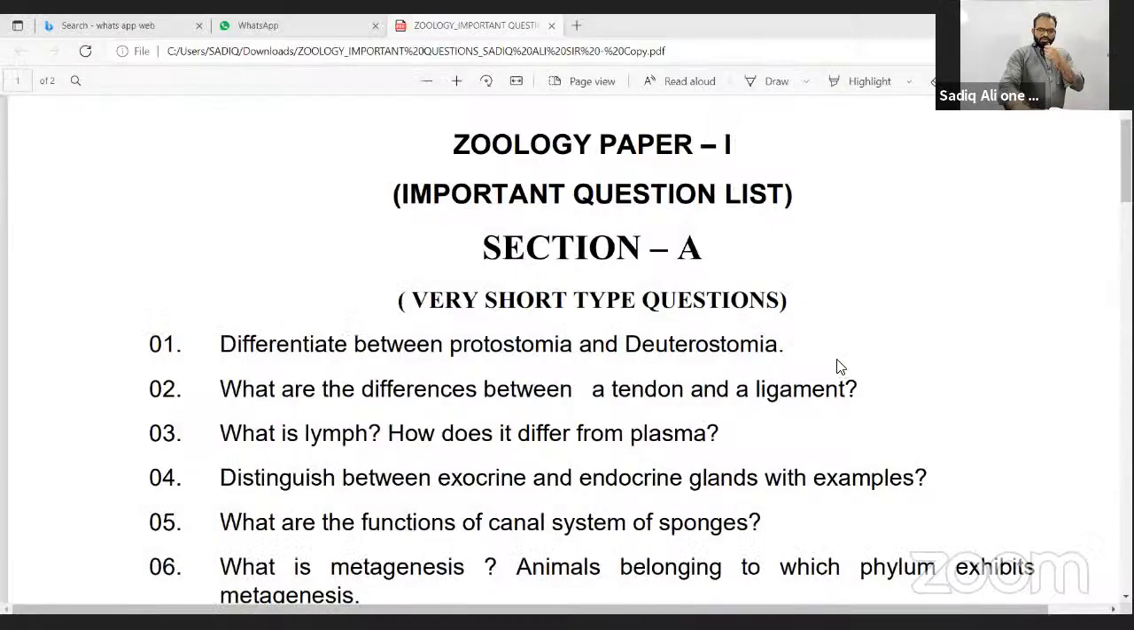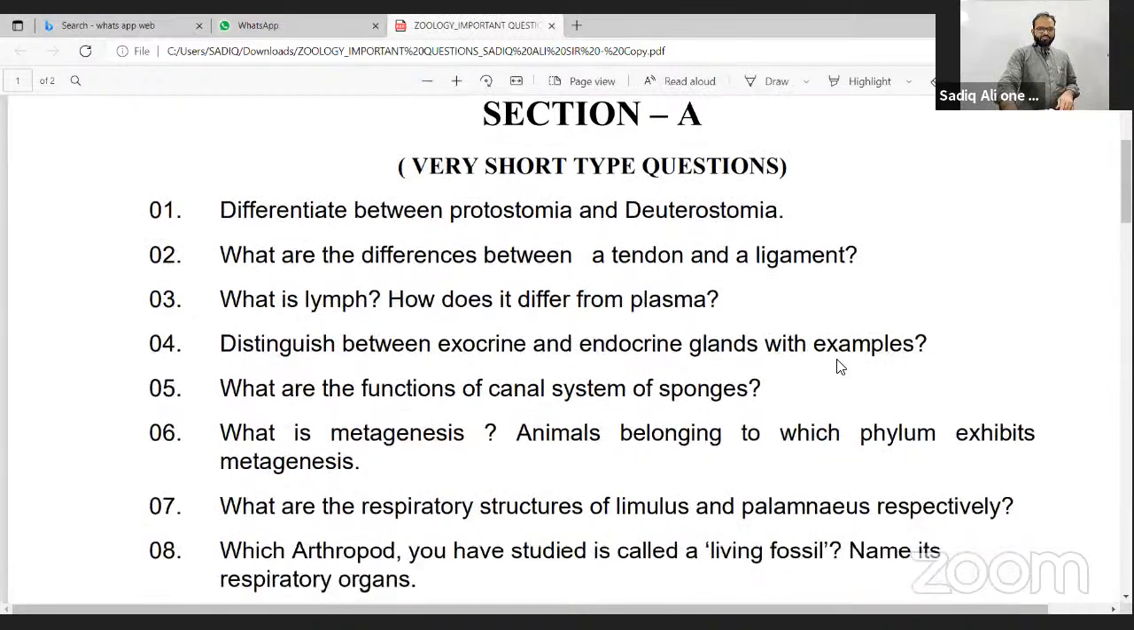Okay, students. So let us do the quick revision of very short answers first. Differentiate between Protostomata and Deuterostomata. Students, this is one of the important questions. Everyone should be ready for this question.